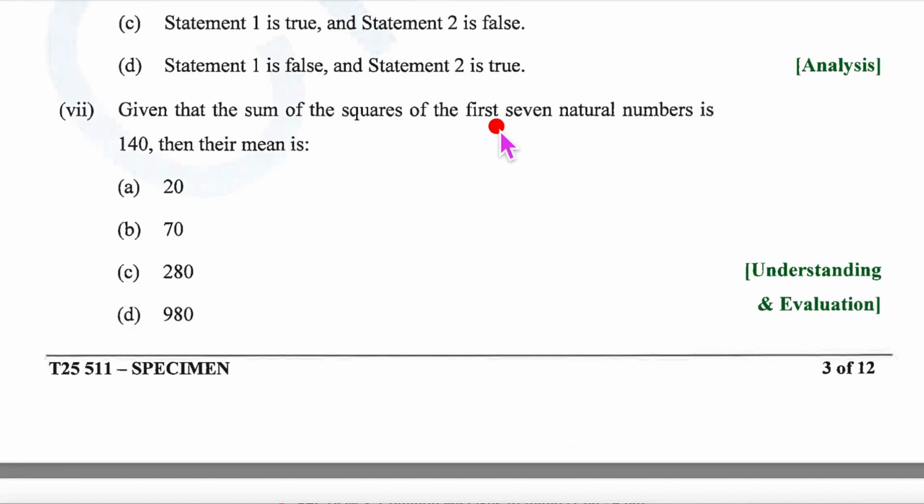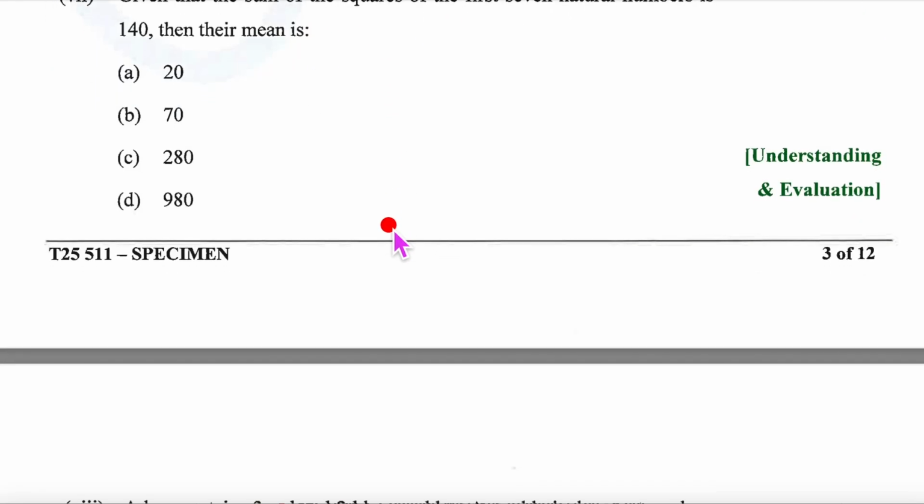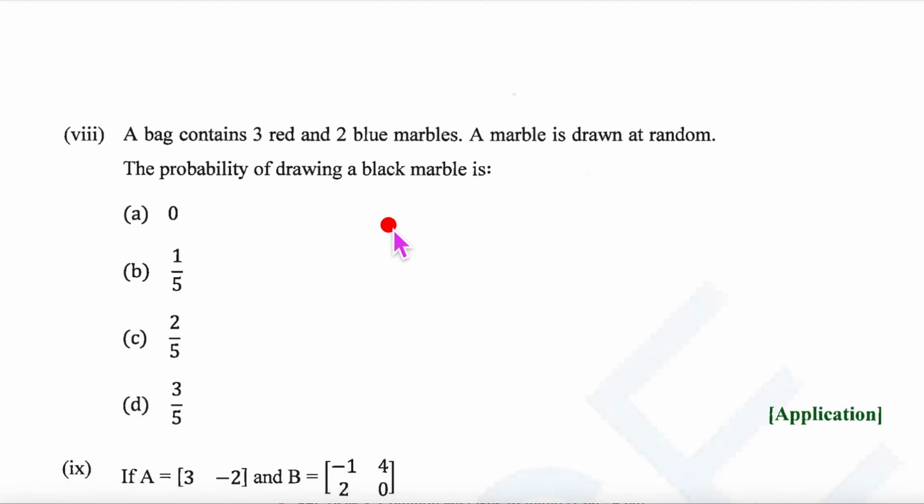Sum of the squares of first 7 natural numbers is going to be 140. So if the sum of the squares is 140, their mean is going to be the sum upon how many natural numbers. So there are 7. So it will be 140 upon 7. That will be 20. That was easy.